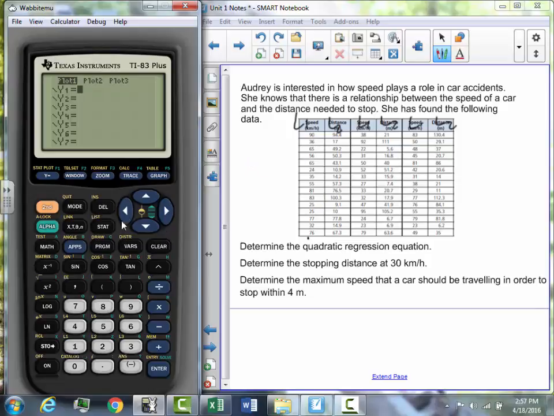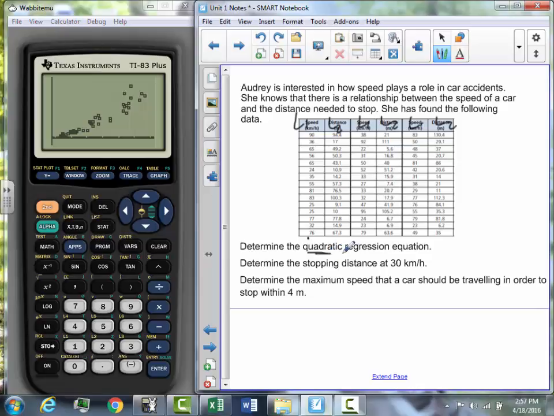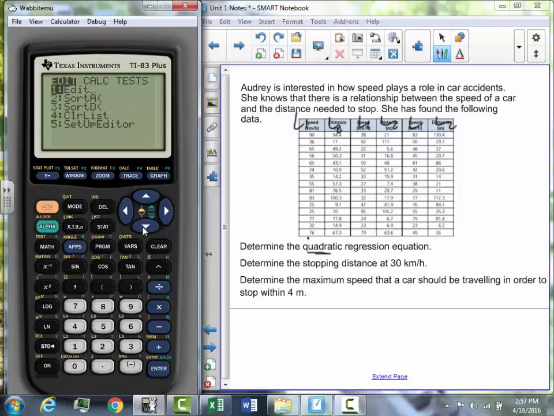Okay, so at this point now, we need to go zoom number 9, and hopefully you have data that looks something like this. Okay, so this is a scatter plot of data, and hopefully you'd agree that it's kind of curve-shaped. So this is why it actually tells me to do a quadratic regression, because it's not linear data. It looks like it's more quadratic. So do the exact same steps. Go stat, over to calculate. But rather than doing a linear regression, go down one more and do a quadratic regression.